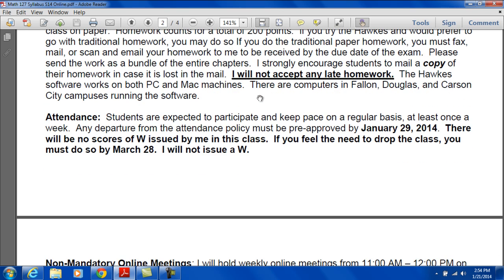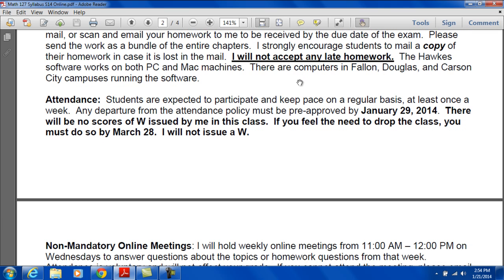I strongly encourage students to mail a copy of their homework in case it's lost in the mail, but really, if you can email it to me, it's going to be fine. I do not want any late homework. Hawk software works with both PC and Mac machines. There are computers in the Fallon, Douglas, and Carson City campuses running the software.